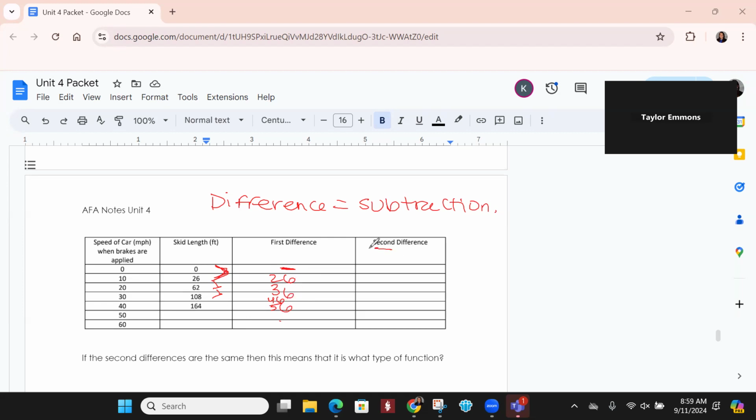Let's find the second difference. That means that we're going to subtract the first differences. So what's 36 minus 26? What is 46 minus 36? And what is 56 minus 46? Can we fill in that next part?